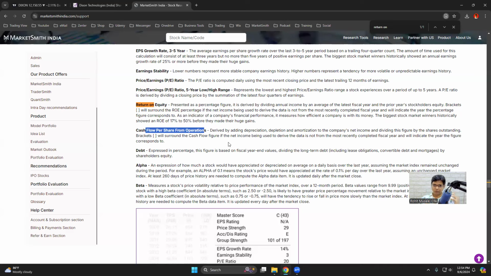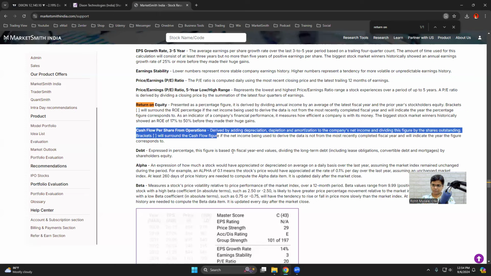Basically this means the inflow should be more than the outflow, because if the outflow is more than the inflow, the company is spending more money than it is earning. Let's say a company generates $10 million inflow and spends $20 million. Where is that extra 10 million coming from? It is coming from borrowing, which is not a good sign.